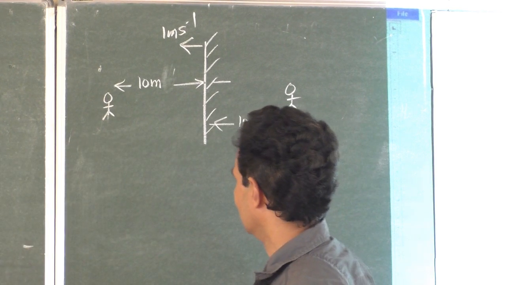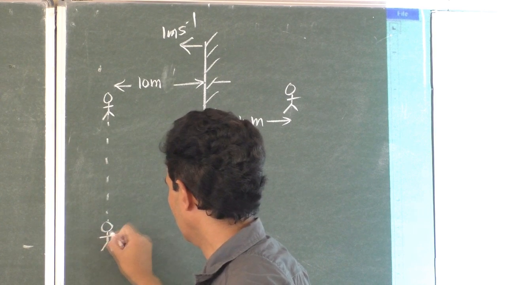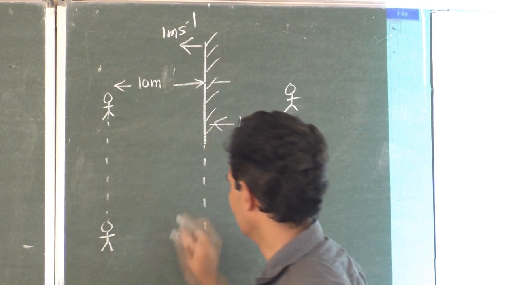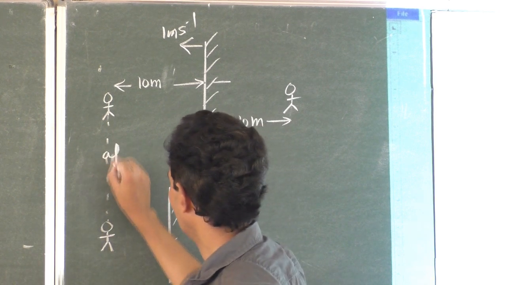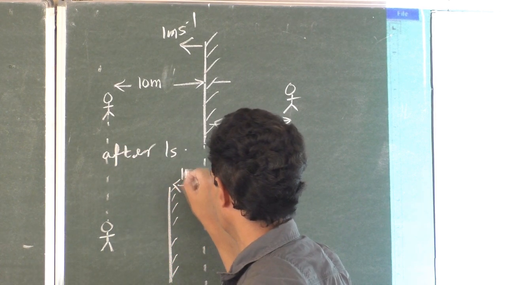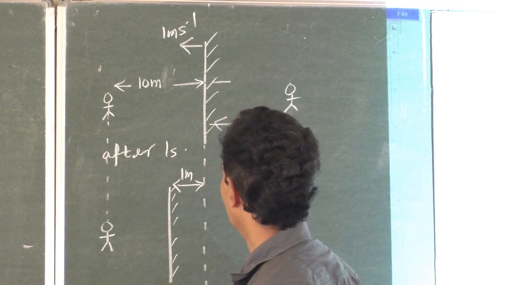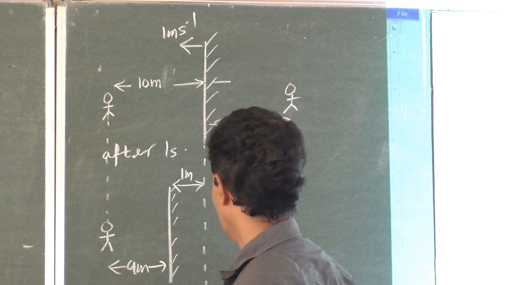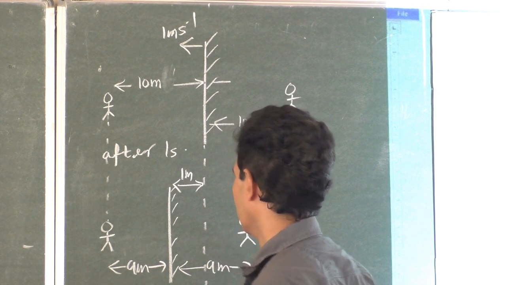Now let us write all the conditions. The person will be here only, you will not move forward, and the mirror will move forward by 1 meter in 1 second. So the new position of the mirror is here after 1 second. What is the story? The mirror will move by 1 meter forward, and what is the new position of the object? It is 9 meters, right? And where is the image? 9 meters from here. So the image position is here, correct?